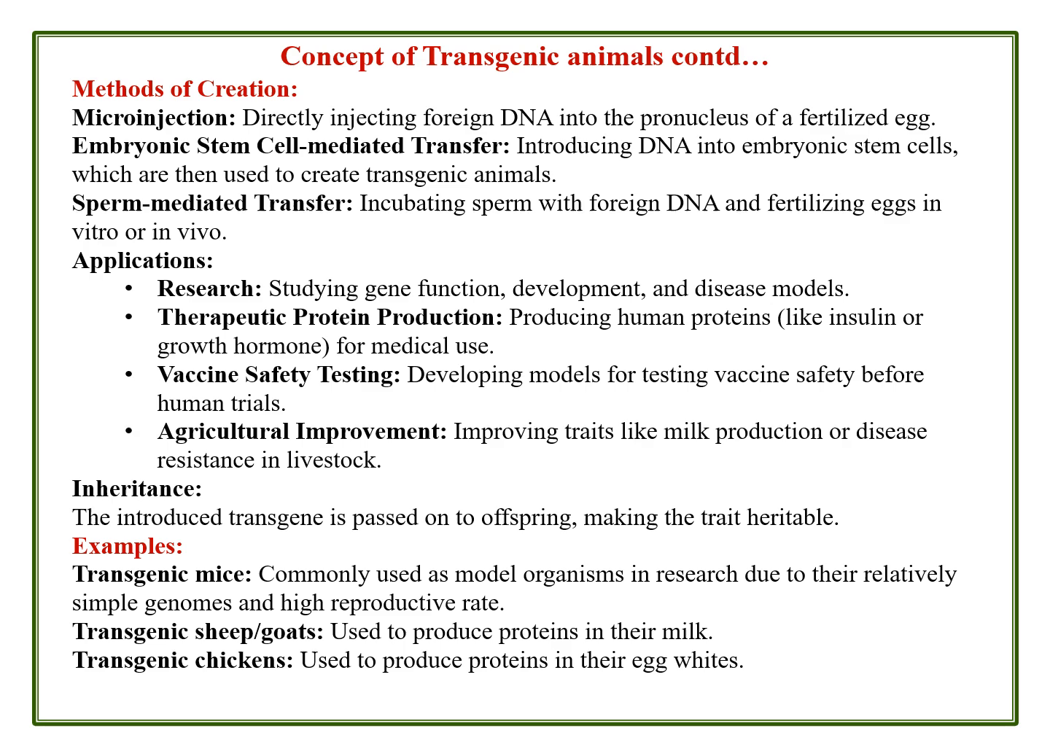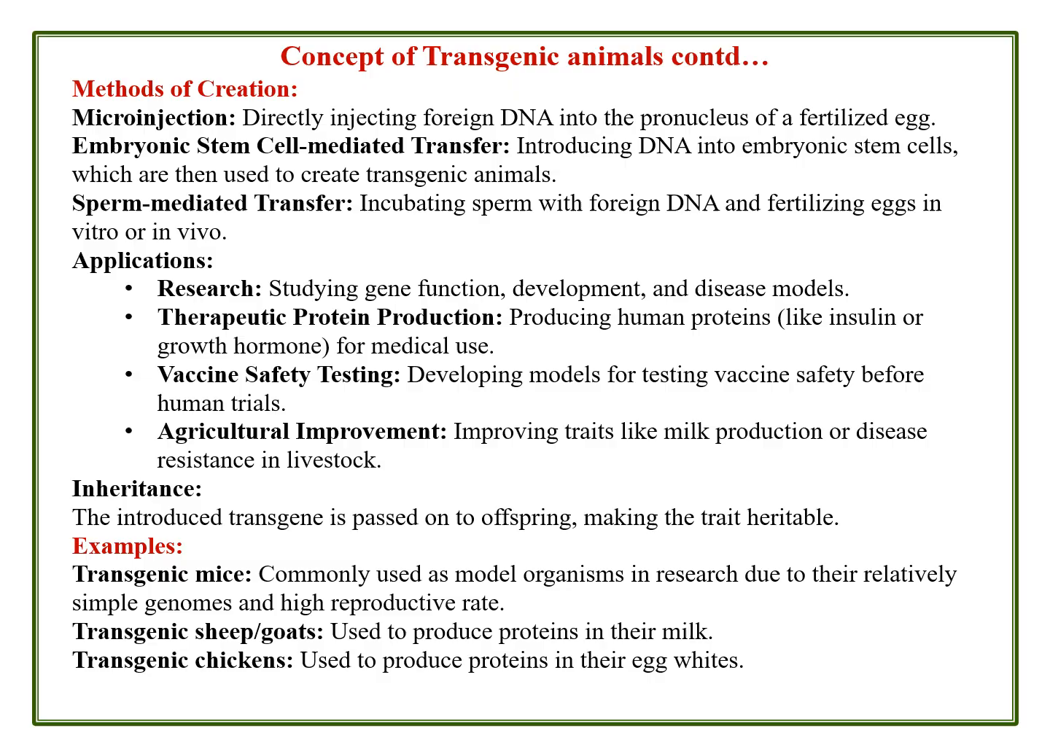So these are the methods for transgenic animal production: microinjection, embryonic stem cell mediated transfer, and sperm mediated transfer. These are the most available methods. First, directly injecting foreign DNA into the pronucleus of the fertilized egg. Second, introducing DNA into embryonic stem cells, which are then used to create transgenic animals. Third, incubating sperm with foreign DNA and fertilizing eggs in vitro or in vivo.